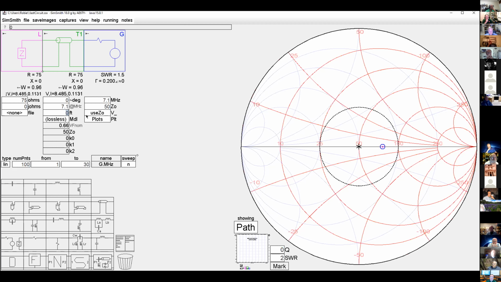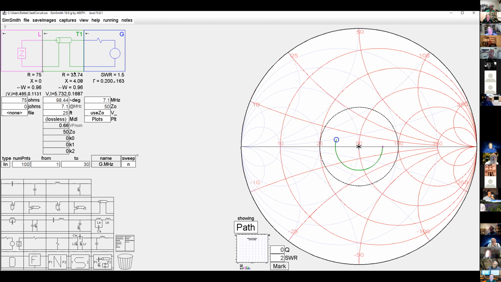So we're going to make it something other than 0. We're going to make it 25 feet. And now look what it shows us. Here is our load. Remember, we plotted this point. Now we added 25 feet of this transmission line. It has a characteristic impedance of 50 ohms, a velocity factor of 0.66, and that moved us to here.